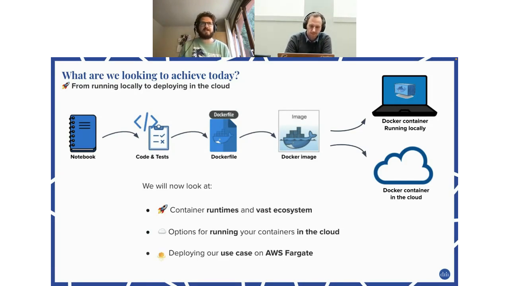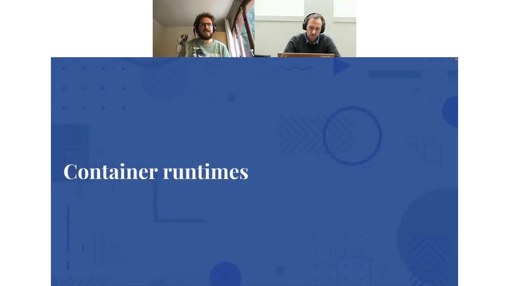So what we're going to look at today are, okay, first I need to explain a bit what container runtimes are. How do you actually run a container? It's a vast ecosystem, so I'll give a brief overview of that. And then concretely, how do we run this in the cloud? We first have to look at the different options that we have to run in the cloud. And concretely, we're going to focus on one technology, which is AWS Fargate, to deploy our use case in a hands-on section. So let me quickly talk about container runtimes.